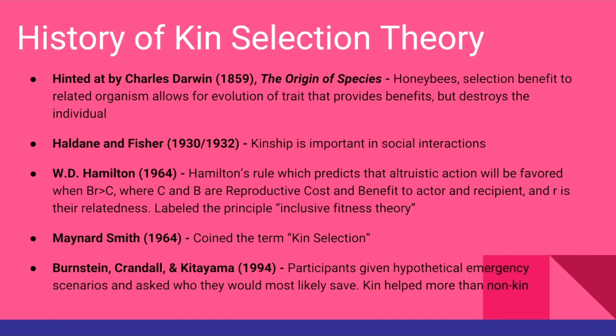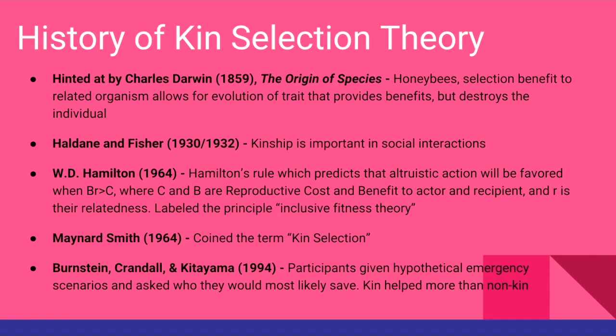Kin selection theory was first hinted at by Charles Darwin in The Origin of Species. After looking at honeybees, he found that selection benefit to related organisms allows for evolution of a trait that provides benefits but destroys the individual. Haldane and Fisher in the 1930s found that kinship is important in social interactions.